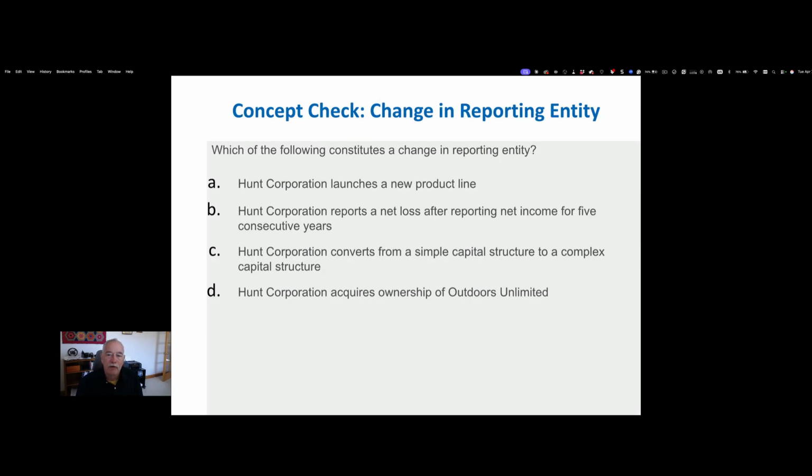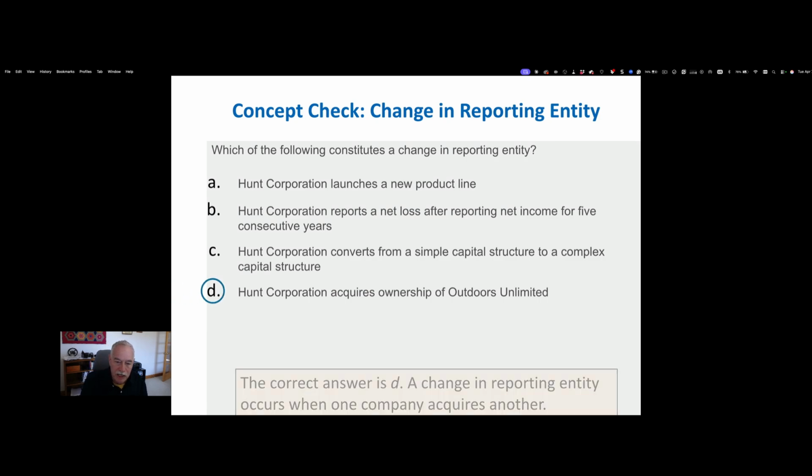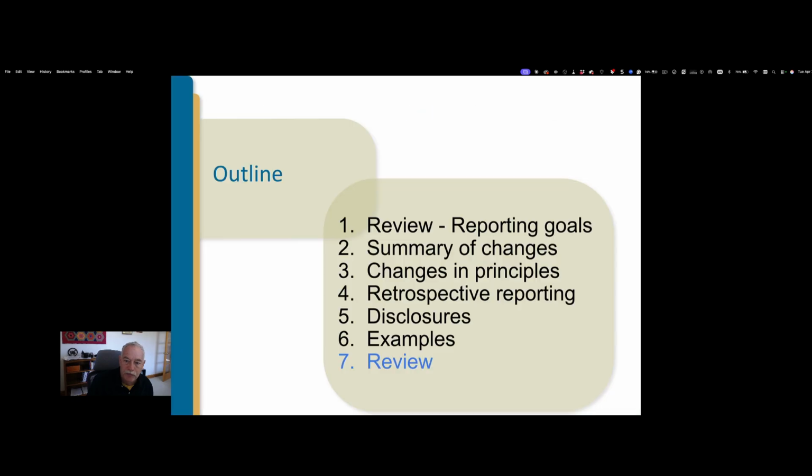So which of the following constitutes a change in reporting entity? A change in product line? Probably not. A company reports a loss after reporting income for 5 consecutive years. Converts from a simple capital structure to a complex one that has a preferred stock, for example. Or D, they acquire ownership of Outdoors Unlimited, and there's a change in reporting entity. And we're going to go back and restate as if we'd owned Outdoors Unlimited all along.